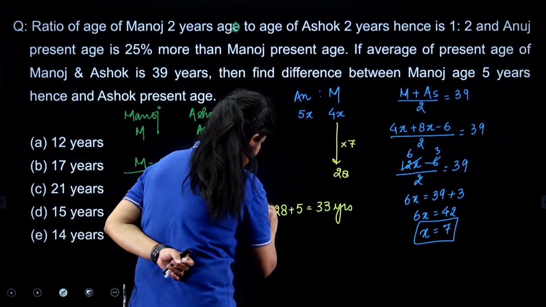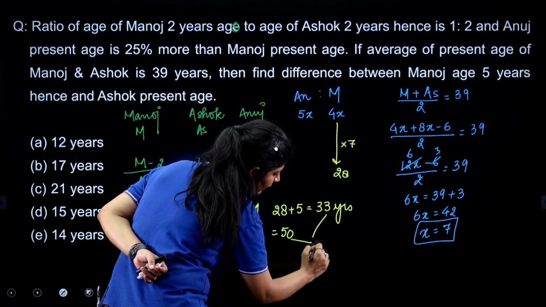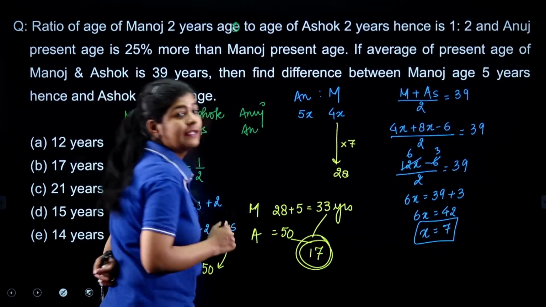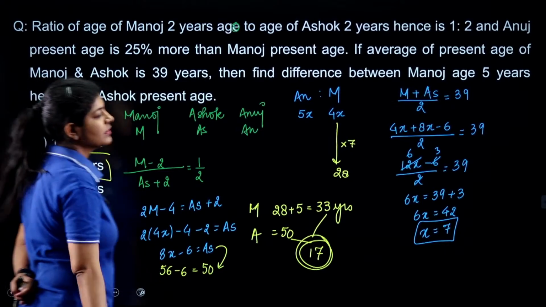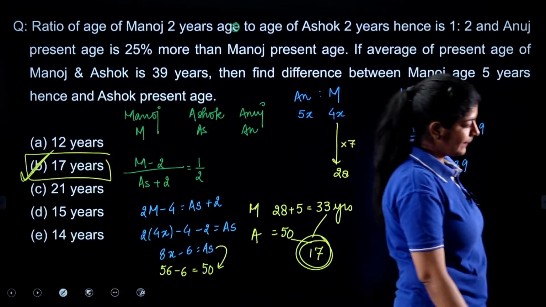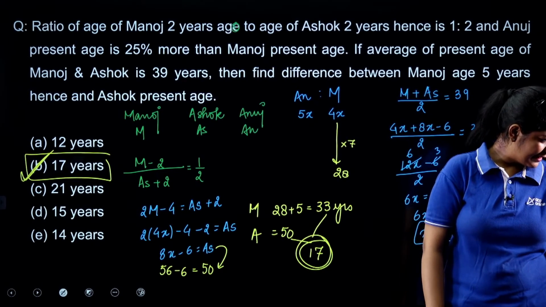This is Manoj and Ashok. So the difference that we got over here is 17 years. The difference that we needed to find out, we got it equal to 17 years. Option number B is the correct one.